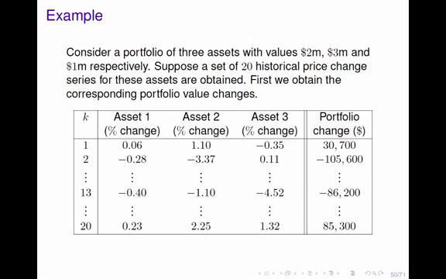Let's take a look at the following example. Consider a portfolio of 3 assets with values $2 million, $3 million, and $1 million respectively. Suppose a set of 20 historical price change series for these assets are obtained. First, we obtain the corresponding portfolio value changes. For example, for the case when k equals 1, the assets' price percentage changes are 0.06, 1.1, and minus 0.35 respectively. With the given values invested in each of these assets, we can get their corresponding dollar changes. They are $1,200, $33,000, and minus $3,500. Summing them up, we get the portfolio change of $30,700.